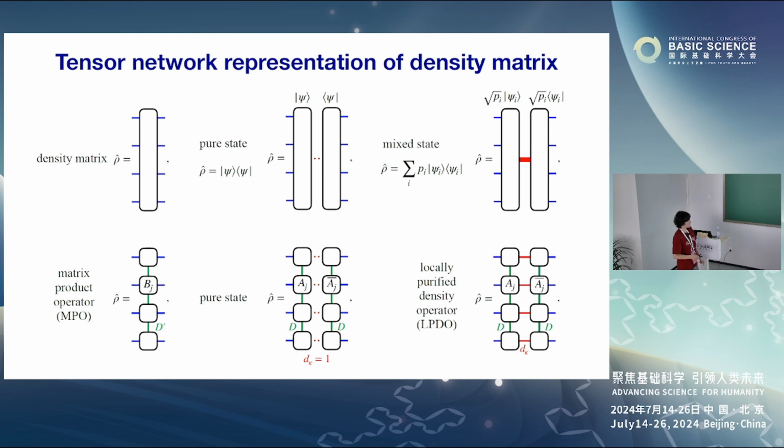For the pure state, it becomes something like this, where we have a dashed line in the middle. This means the inner bond dimension is only one. And if we have a mixed state, the inner bond dimension will not be one. It will be larger than one, depending on how much mixing we have. So this figure is what we call the locally purified density operator.